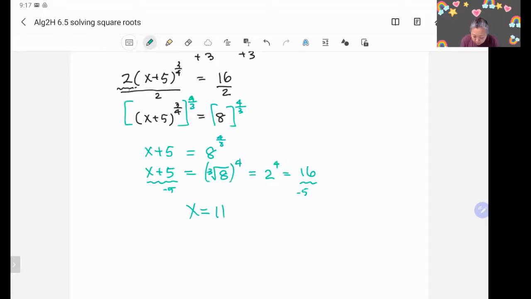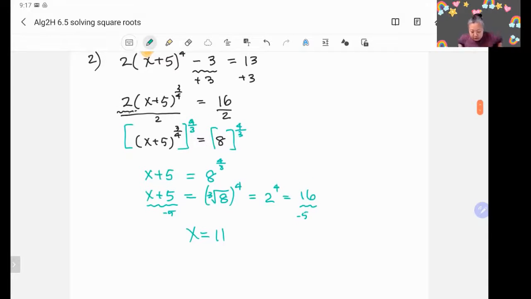The way that I check whether my solution is correct or not is we plug this 11 back in to see if the equation still makes mathematical sense, and it should. All right, so far any questions?